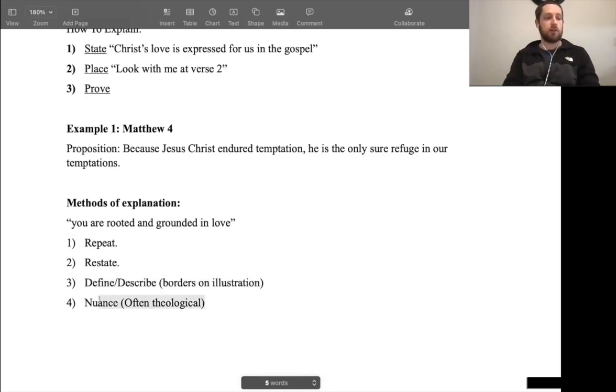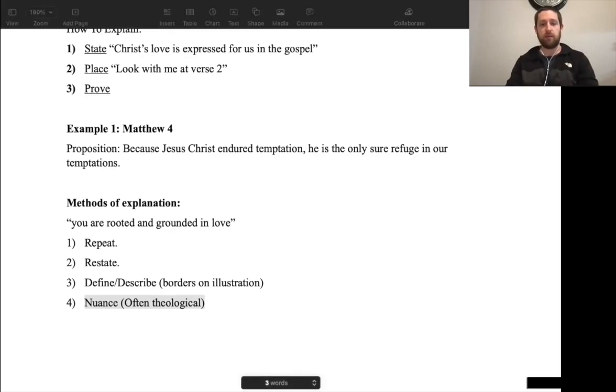Now let me nuance it. What Paul is not saying here is that he's praying that Jesus would love us more, that we would find ourselves to be rooted in his love, that we would find ourselves to be grounded in his love. No, he's praying because we are rooted in his love, because we are grounded in his love. So I'm clarifying. I want to make sure you don't misunderstand me. I'm not saying this. I'm saying something completely different than that.